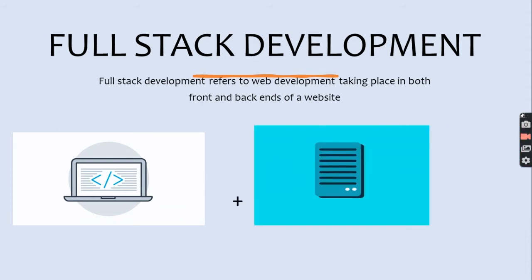This type of application has three main layers. The first one is the presentation layer, that is the front end section. The second one is the back-end layer, that is the business logic layer, and the third one is the database. The combination of these three layers forms a full stack.